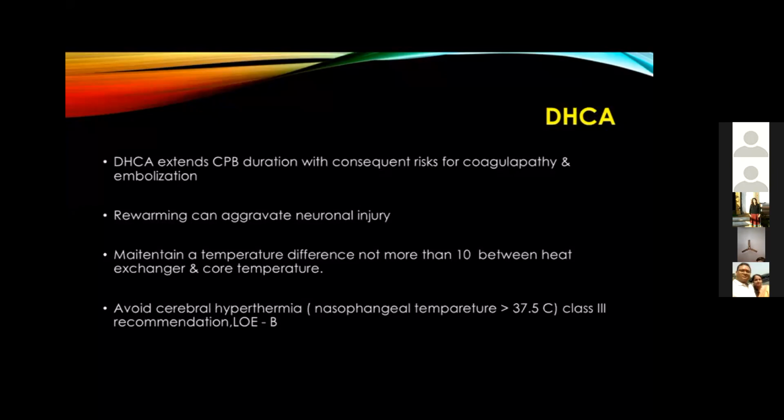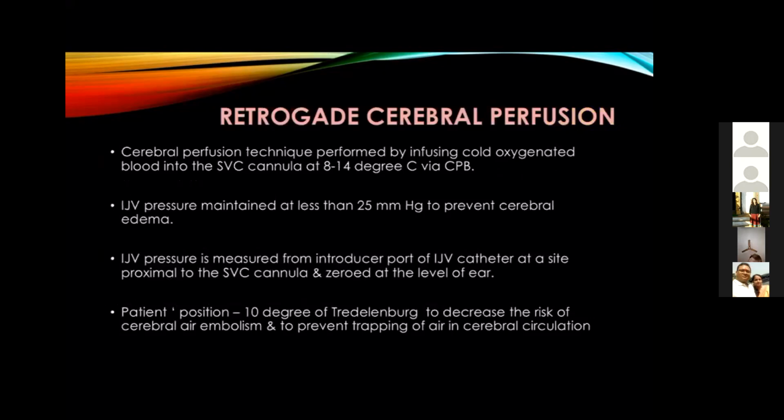So rewarming also can aggravate this neuronal injury, and we should maintain a temperature difference of not more than 10 degrees between the heat exchanger and core temperature during the rewarming time. And also we should monitor the difference between the core temperature and the peripheral temperature, which should not exceed 3 degrees centigrade. And we should also avoid cerebral hyperthermia, that is nasopharyngeal temperature more than 37.5 degrees. That is a class 3 recommendation, level of evidence B.